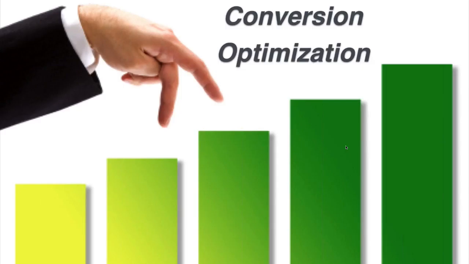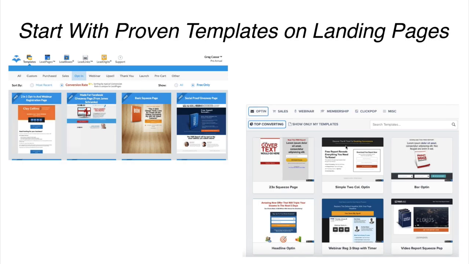But now, how do we optimize this stuff? So one of the things we found is, start with proven templates on landing pages. Don't reinvent the wheel. You could go to collective.com.au and check out how we've done that Facebook ad swipe file.